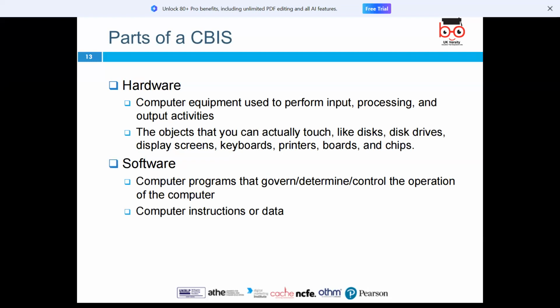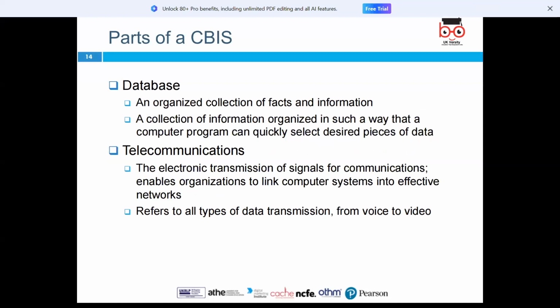So hardware is the equipment used to perform input, processing, and output activities. Software is the computer program that governs the operation of the computer, and then you give the computer instructions or data. Database, as we've seen, is an organized collection of facts and information.